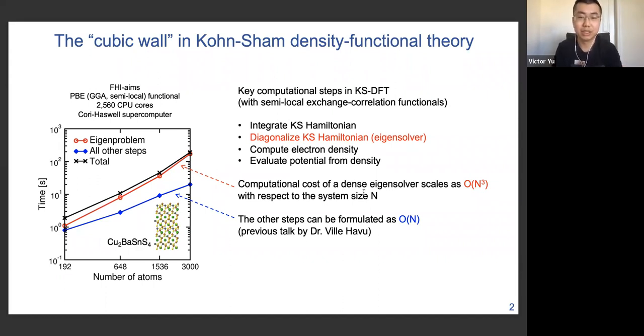conventionally is done by using a dense eigenvalue solver. The computational cost of a dense eigensolver is O(N^3), which basically means that when we double the system size, the computational cost increases by almost an order of magnitude. For a very large system, we would like to have some better solution to the eigenvalue problem, or maybe we can bypass the solution altogether. Is there a question?